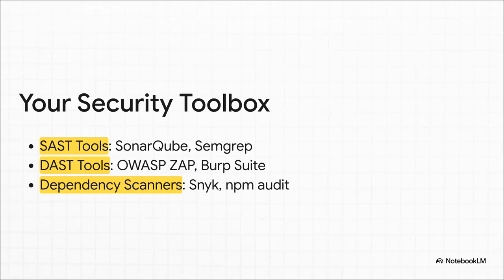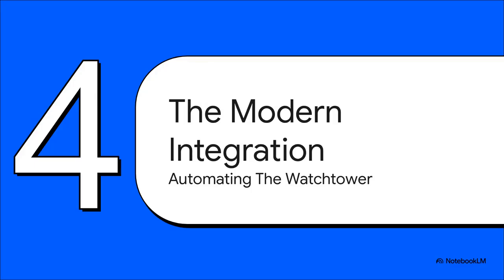And there's a huge ecosystem of tools out there to help. For SAST, you've got things like SonarQube or Semgrep. For DAST, there are powerful scanners like OWASP ZAP. And, super importantly, you have dependency scanners like Snyk, which check all the third-party code your app uses, because a flaw in one of those is a flaw in your app.